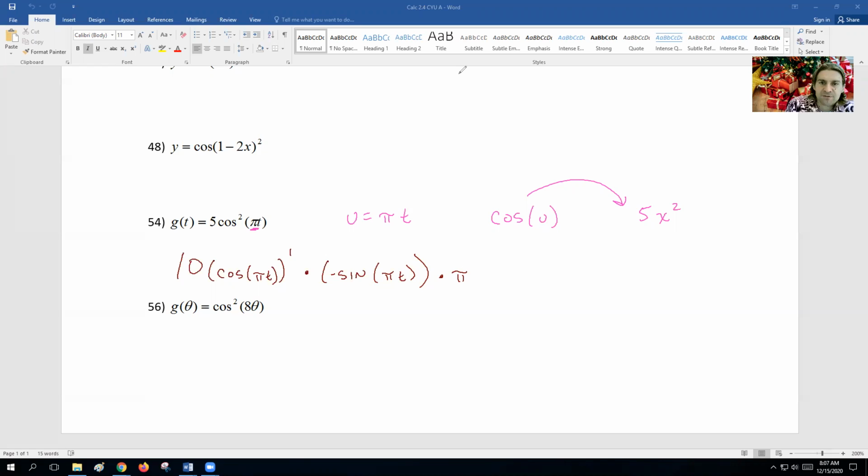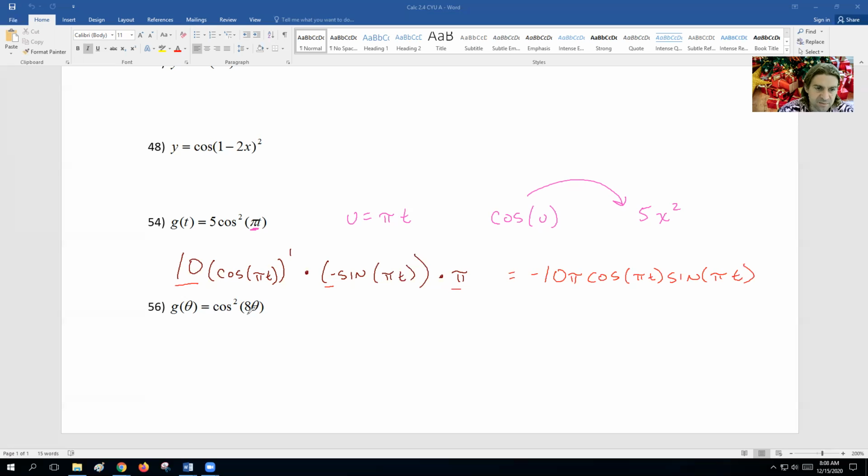So all we got to do now is simplify this here, and it just takes some time. Let's see. We have a 10, a negative 1, and a pi. So our answer should be like negative 10 pi cosine of pi t times sine of pi t. There we go.